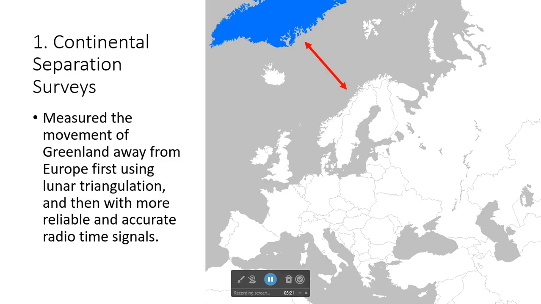So here's an image demonstrating the first evidence that Wegener had, the continental separation surveys. He measured the movement of Greenland away from Europe, first by using lunar triangulation, and then with more reliable and accurate radio time signals. And we could see that indeed Greenland was beginning to move away from Europe.